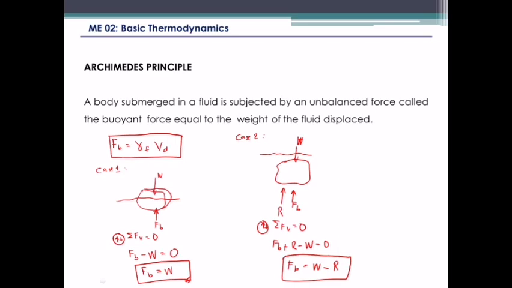W is the original weight of the object. R is the weight now of the object when it is fully submerged, that is, the weight of the object in water. W is the weight of the object in air. And then take note that it is still applicable that FB is gamma of the fluid times V. In this case, your Vd is equal to Vo, since it is fully submerged.